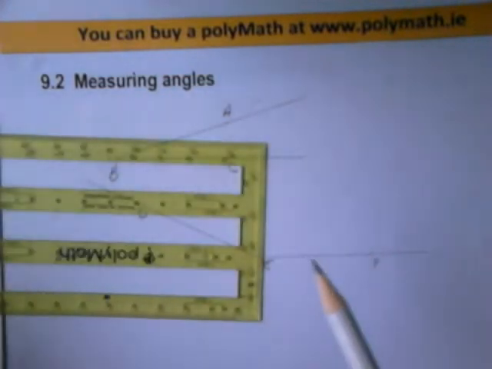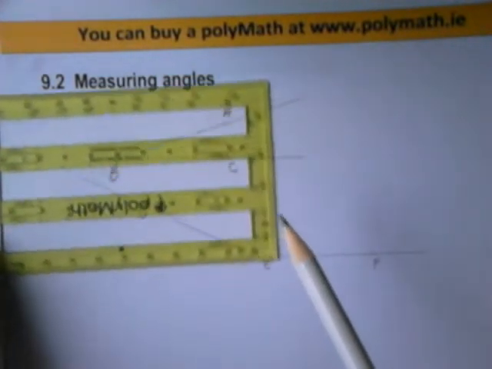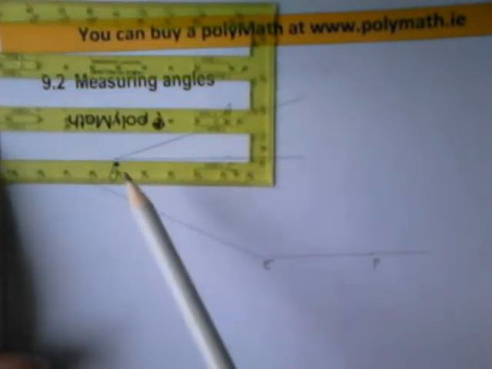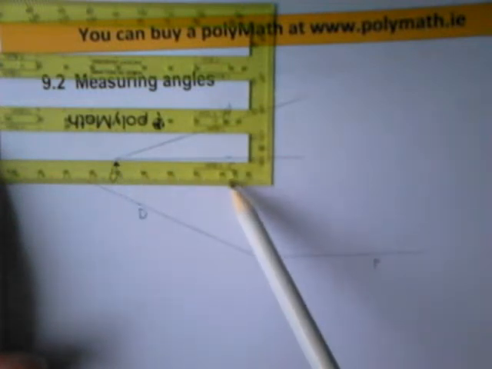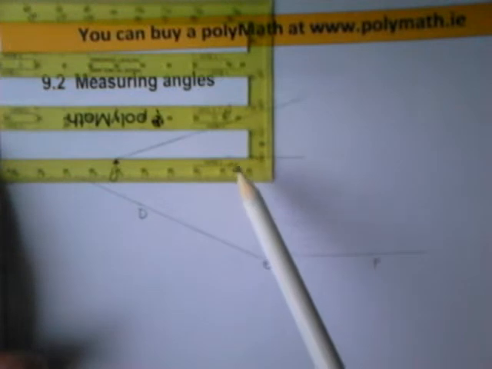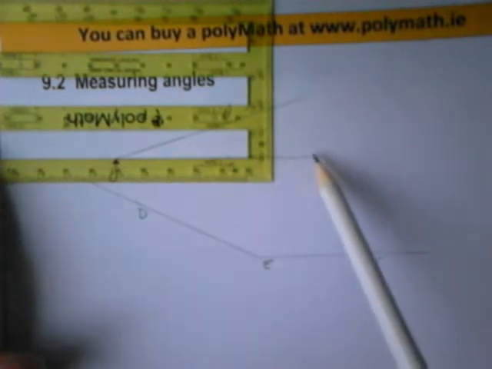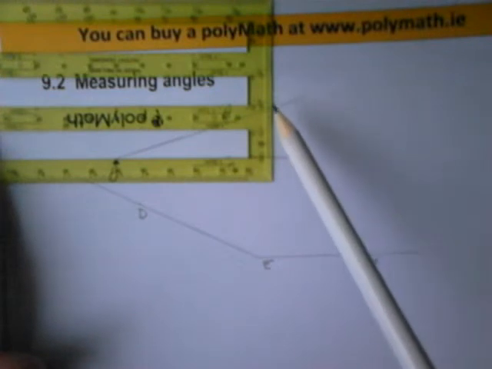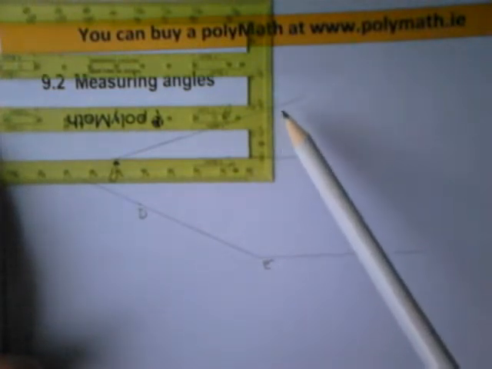So I'm going to use the polyMath as a protractor to measure the angle. I'm placing the little arrow there at the vertex of the angle, at the point of the angle. That's at B, and the 0 line is along this line here. The lines must always go out past the edge of the protractor so you can read the measurement.